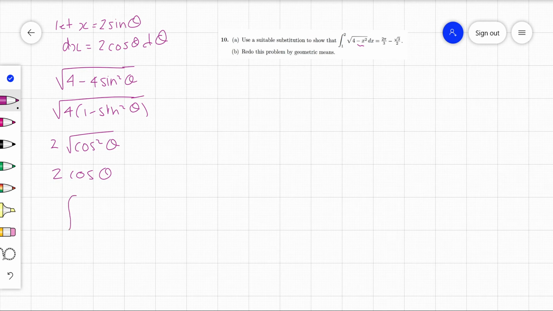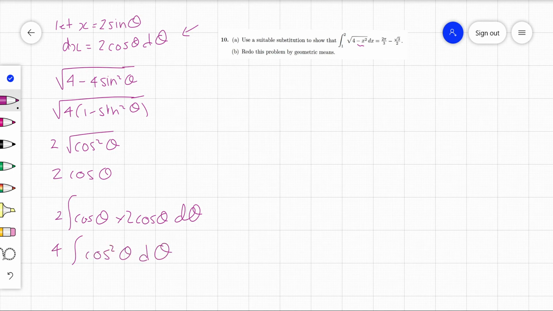All right, so when we redo this integral, the whole square root becomes 2 cos theta. Now don't forget, we've also got to substitute in for dx. So go back up to here, dx equals 2 cos theta d theta. So I'm going to times that by 2 cos theta d theta. If I put that together, I get 4 cos squared theta d theta.